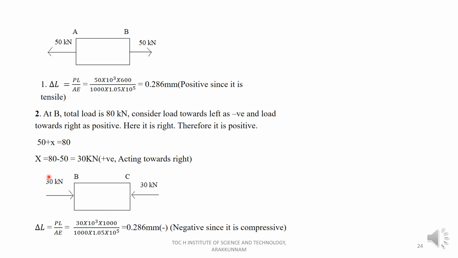Since the 30 kilonewton is marked here, it is compressive in nature. At the same time we have to mark the 30 kilonewton compressive in nature at the section C. Now you can consider the section BC, where load P is equal to 30 kilonewton, that is 30 into 10 raised to 3, and L is 1000 mm, divided by A into E. You will get the value of delta L for the section BC, which is equal to minus 0.26 mm. It is compressive in nature, that's why I put the negative sign.